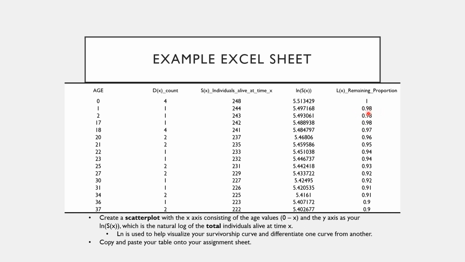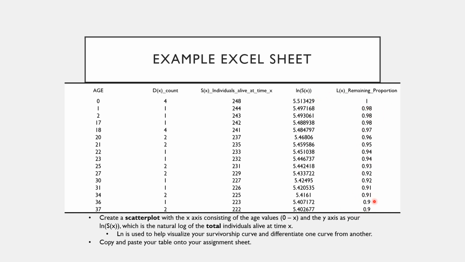So only 0.98 of my initial proportion of individuals alive at the beginning of my data set is still present. And that's really easy to determine. You can just take whatever your S of x is for that row. So for age 1, my S of x was 244. I just divide that by my total number of individuals in my data set, which is 248. You can just take your S of x and divide it by that initial number, and that is how you're going to calculate your proportion for all your values.